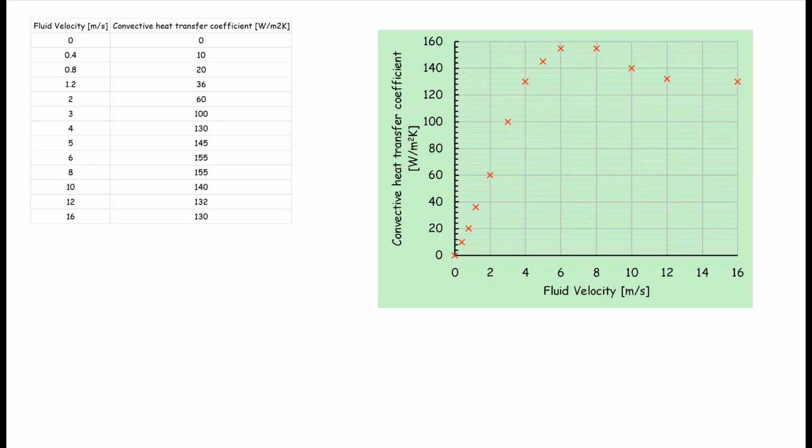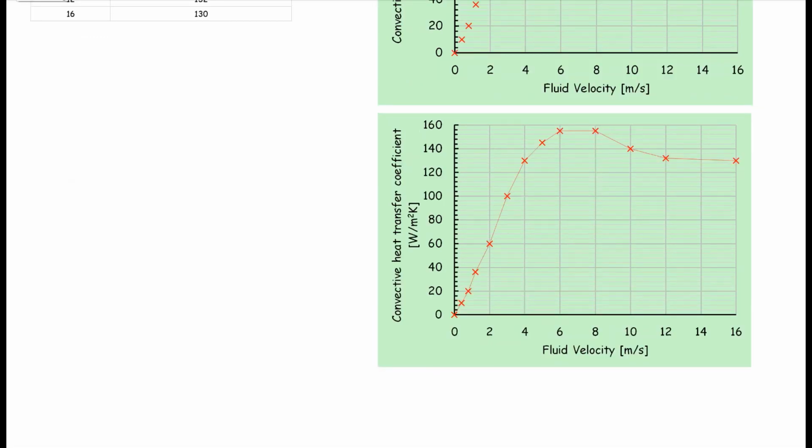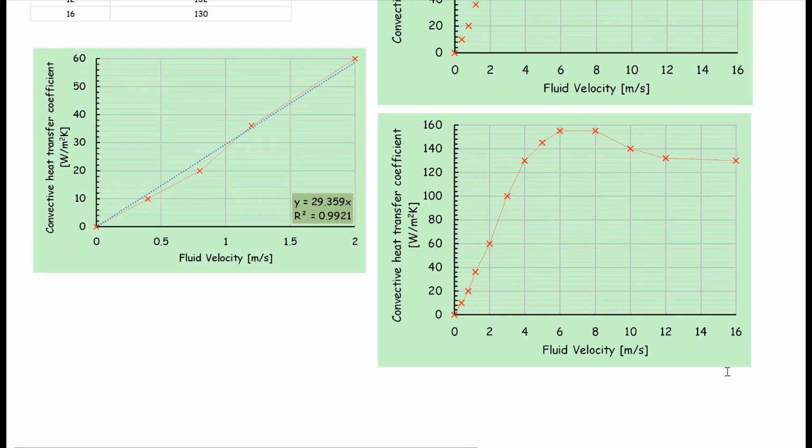Looking at the data, we can see that there's not a straightforward relationship between the convective heat transfer coefficient and velocity. Initially, it looks like linear behavior with some sort of decay function reaching a maximum and then plateauing off. And this is what the data looks like when we connect all the data points. Let's now look at the first part of the data. Remember, these were experimental results. We did some sort of experiment. We got some data points, these here, and then we plotted them.